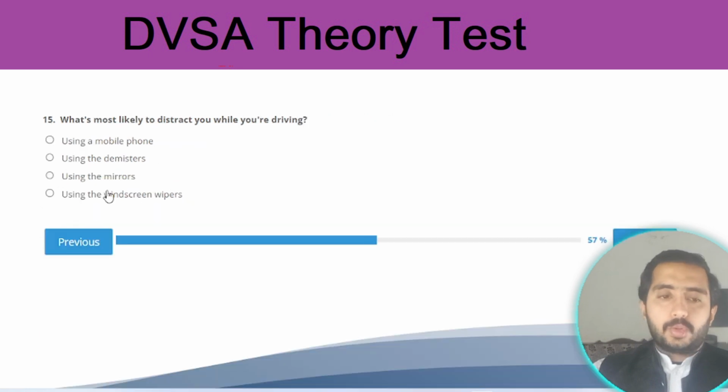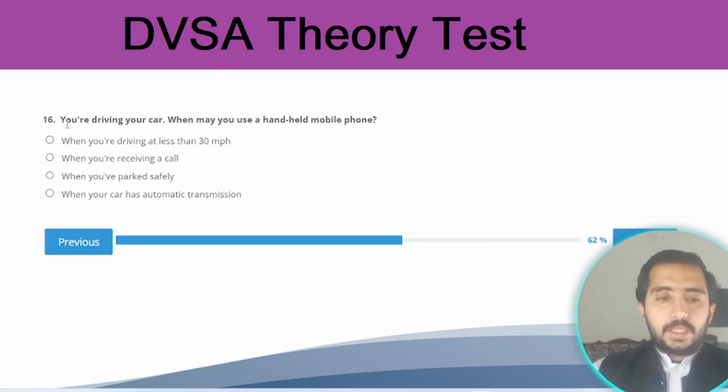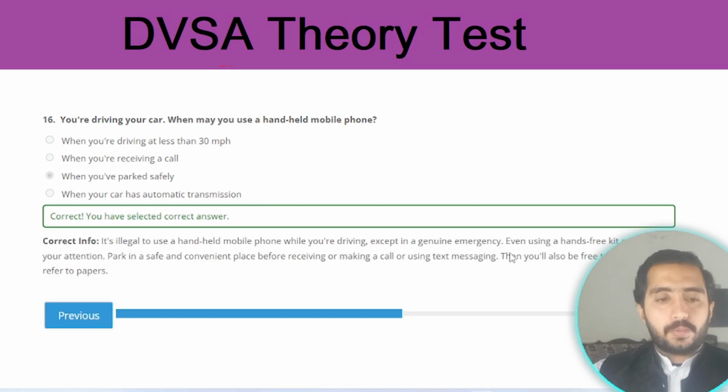Next one. Question number 15. What is most likely to distract you while you are driving? The most likely is when you are using a mobile phone. Option A is the correct option. Next one. Question number 16. You are driving your car. When may you use a handheld mobile phone? You can use a mobile phone when you are parked safely. Option C is the correct one.